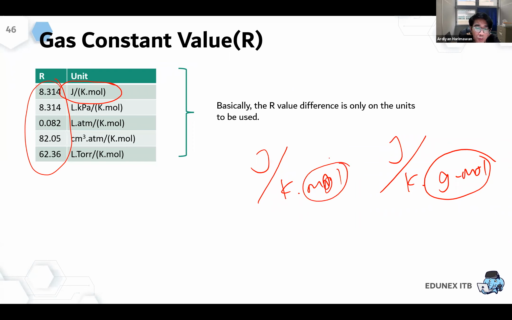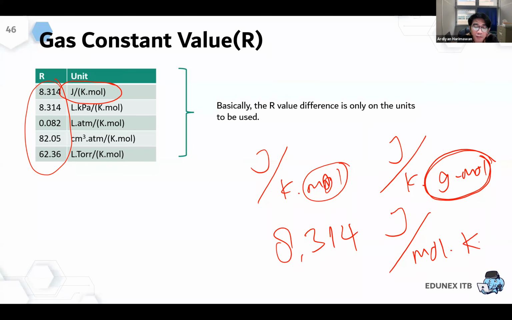So don't be confused. Ya, kadang-kadang satuannya itu joule per mole Kelvin, kadang joule per gram mole Kelvin. Gram mole ini sebetulnya mole, bukan gram dikali mole. Hati-hati ya. Jadi angkanya tetap 8,314, kalau 8,314 joule per mole Kelvin atau Kelvin mole.